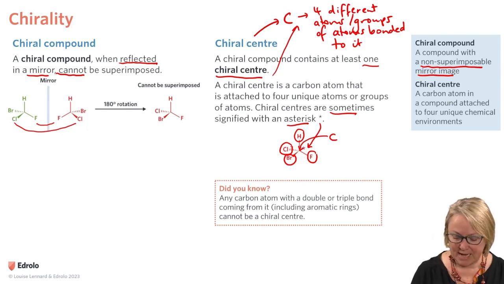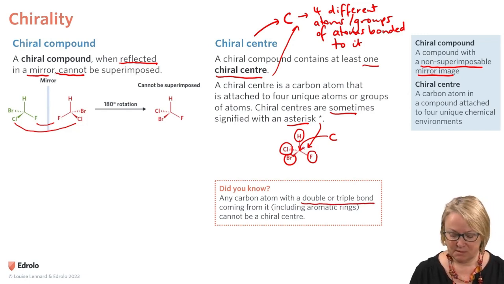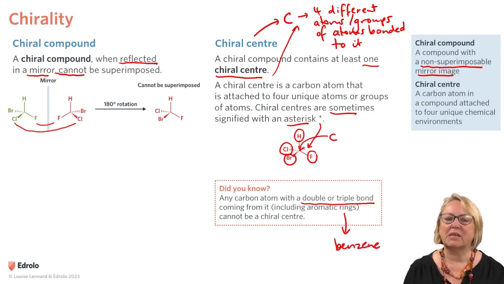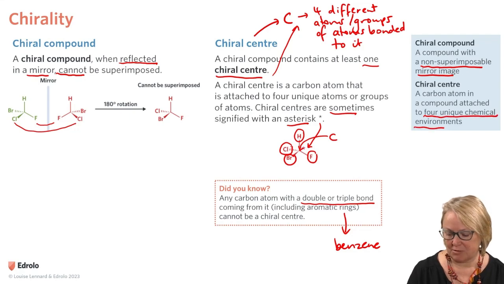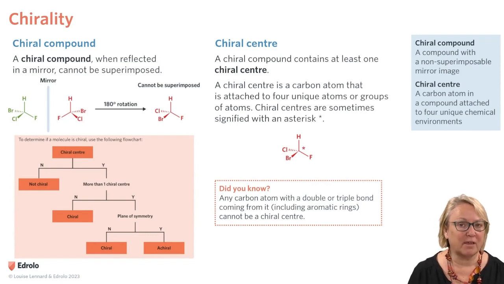Did you know that any atom with a double or triple bond coming from it, including aromatic rings like benzene, cannot be a chiral centre? So a carbon, in order for it to be chiral, must have 4 different atoms or groups of atoms bonded to it, which we call 4 unique chemical environments. Okay, a chiral compound, when reflected in a mirror, we've just said cannot be superimposed.